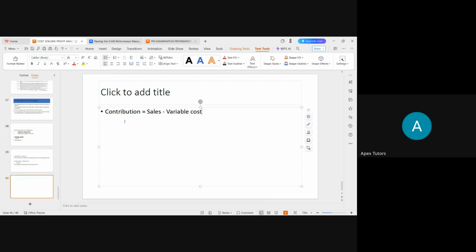So also, most students oftentimes confuse contribution with contribution margin per unit. And they also confuse contribution margin per unit with contribution margin ratio. Yes, most times you see students asking, when should I use contribution margin? When should I use contribution margin ratio? So this is it.